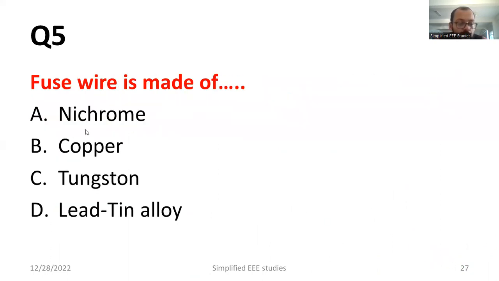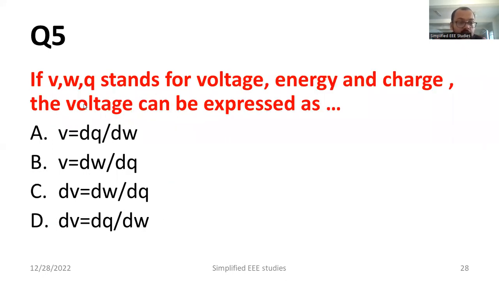Fuse wire is usually made up of tin and lead. Okay, we never prefer tungsten, copper, nichrome, etc. As per the IE rule, better go for the combination of tin and lead. That is the better choice. Option D is the right answer.